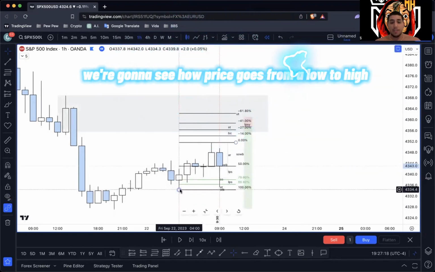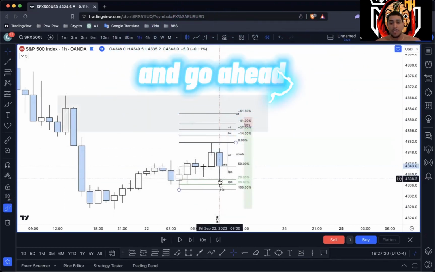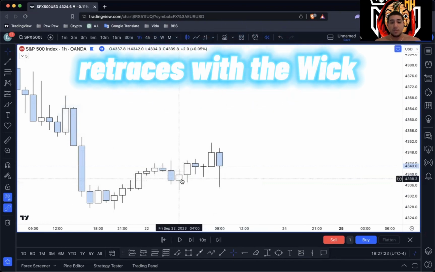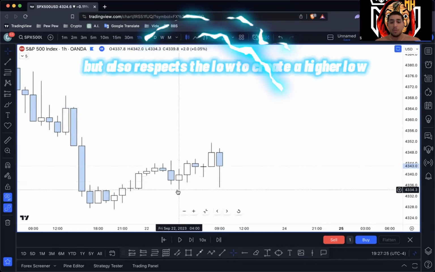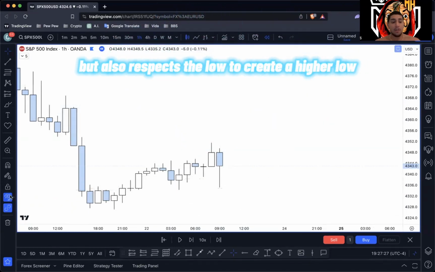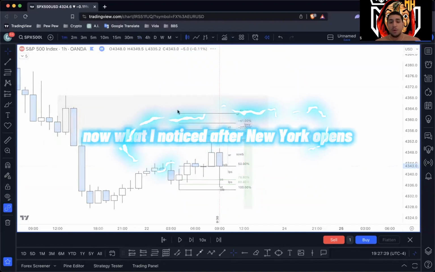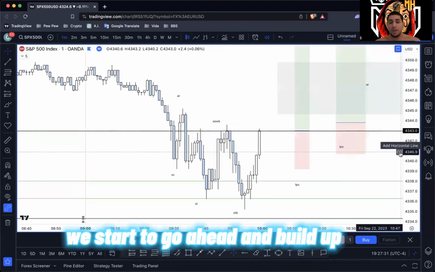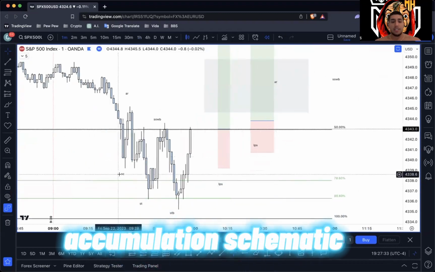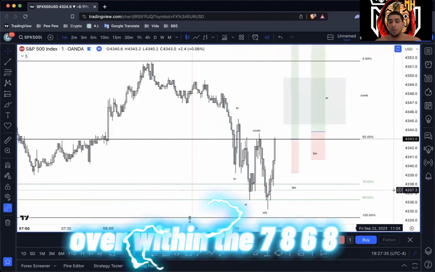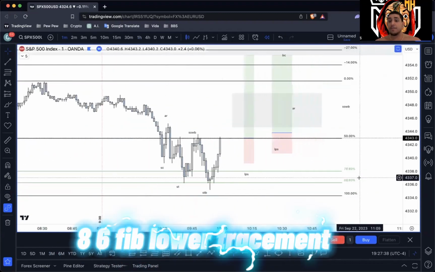We're going to see how price goes from a low to a high and goes ahead, retraces with the wick, sweeping internal liquidity, but also respects the low to create a higher low. Now, what I noticed after New York opened is we started to go ahead and build up an accumulation schematic within the 786, 886 fib low retracement.